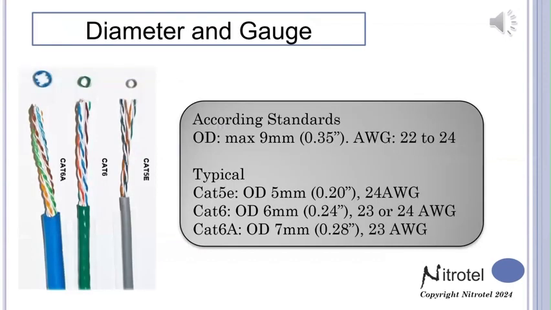Copper structured cabling is manufactured to specific standards. The maximum outside diameter is 9 millimeters, and the gauges may be 22 to 24 gauge. Typically with Cat 5E cable, it'll be 5 millimeter outside diameter with 24 gauge cable. Cat 6 may be 23 or 24 gauge cable, and Cat 6A is going to have an outside diameter of 7 millimeters and typically use 23 gauge cable.